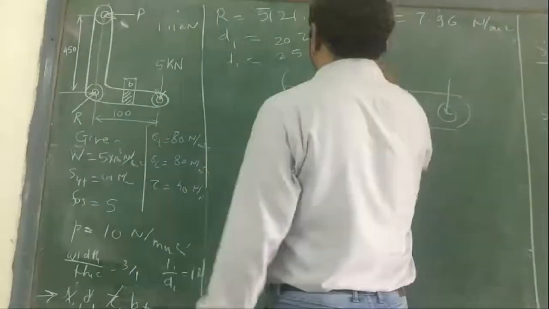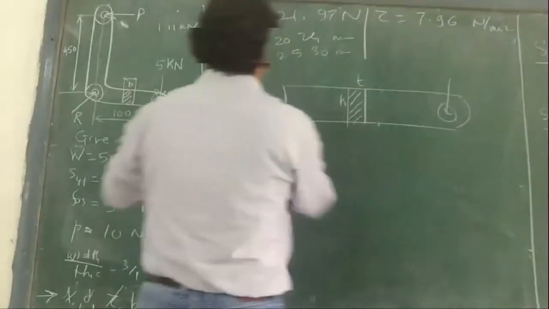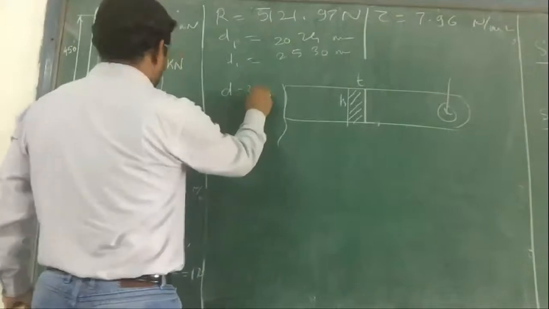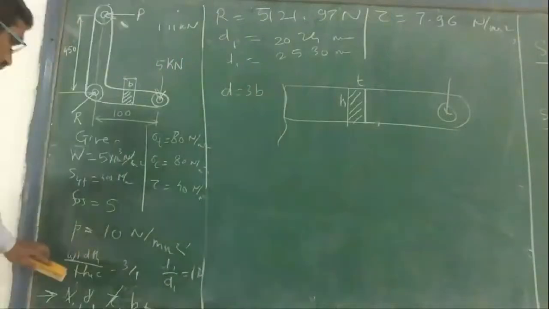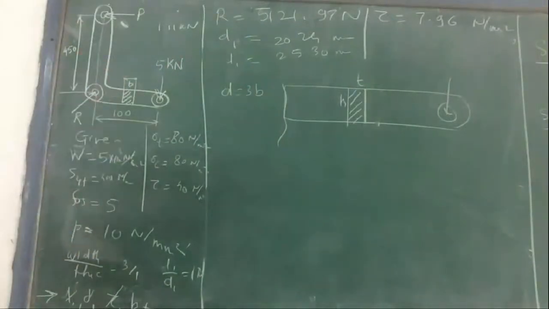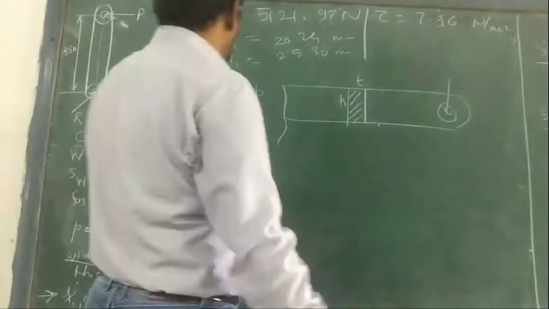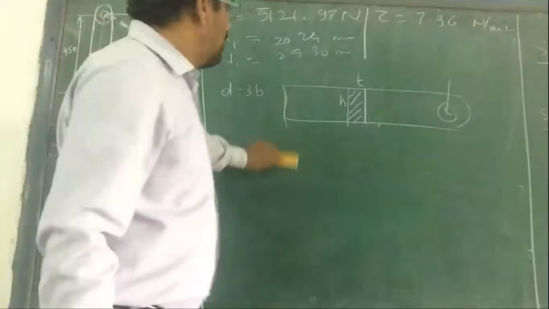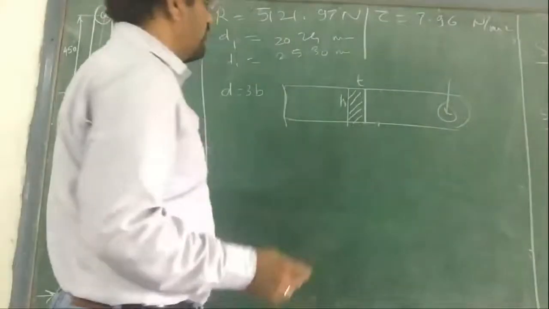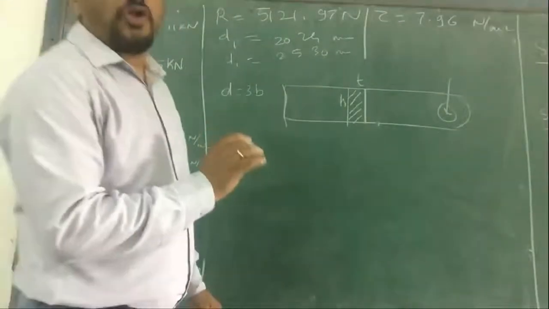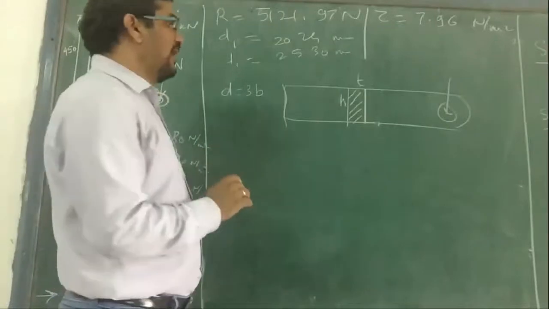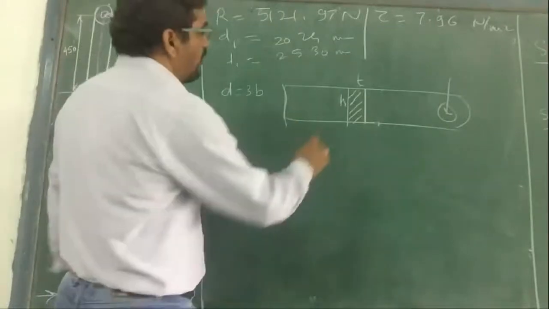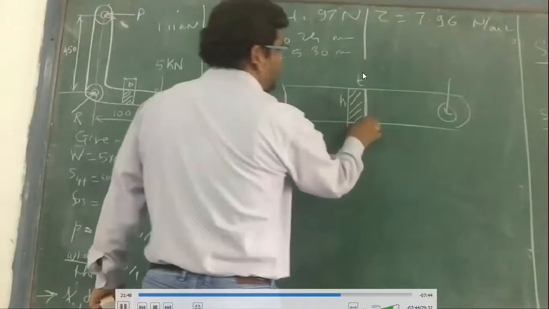D is equal to 3B. Width, thickness is B and its height is D. Right? So we use this ratio to calculate the cross section. Now say the failure of the lever arm will be because of the bending. So now we have to find out the dimensions of the cross section of this lever arm.